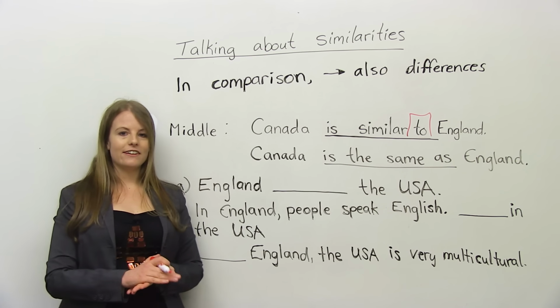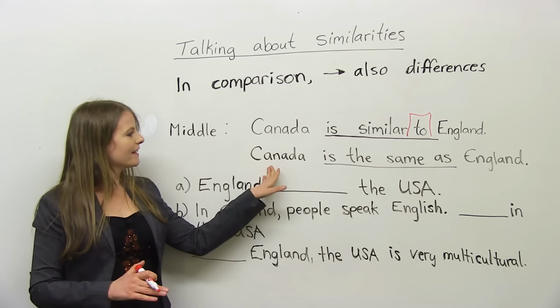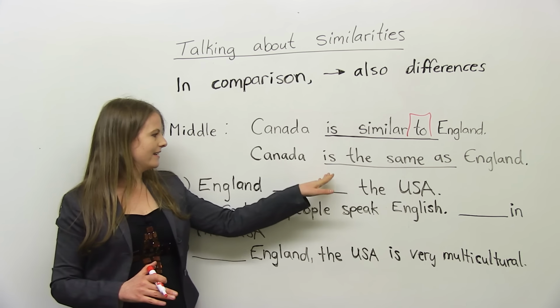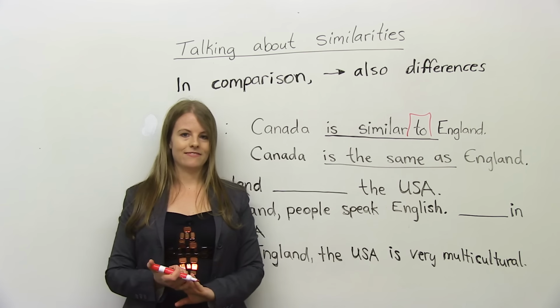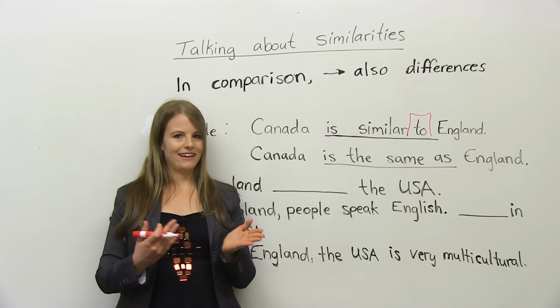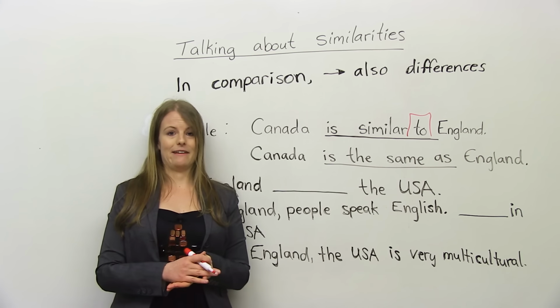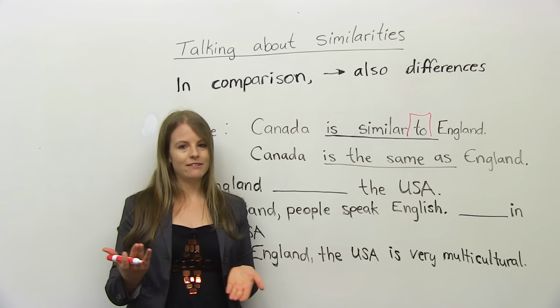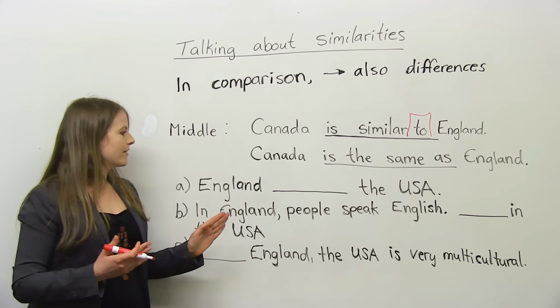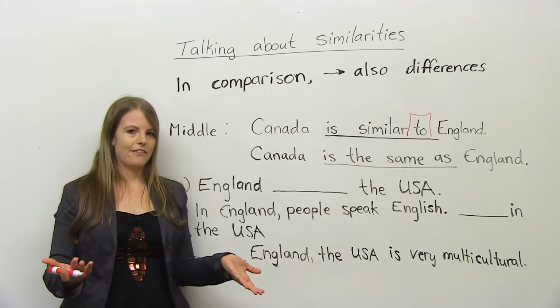Okay, another example. We could also say is the same as. Canada is the same as England. This is a little stronger than is similar to because you're saying they're pretty much the same. A lot of people would disagree, but just another word is the same as. Okay, so let's use some of these together.